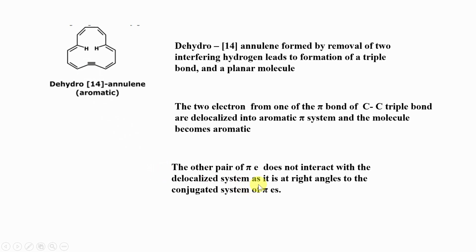The other pair of pi electrons does not interact with the delocalized pi electron system, and it is at right angles to the conjugated system of pi electrons. Only the pi electrons of the newly formed pi bond are associated with the delocalization process. Okay, that is why the dihydro 14 annulene is aromatic in nature.